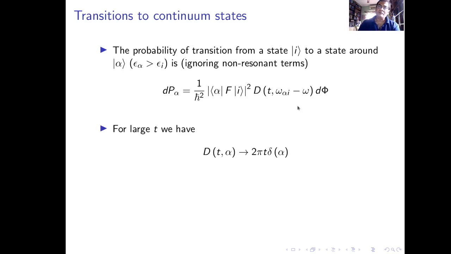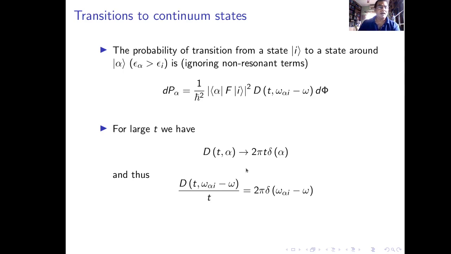Now remember that for large t, dt(omega alpha I minus omega), or in this case dt for any second argument alpha, essentially behaves like the delta function except that there is an extra t in front. So there is 2 pi t delta(alpha). This is what dt(alpha) becomes for very large values of t.